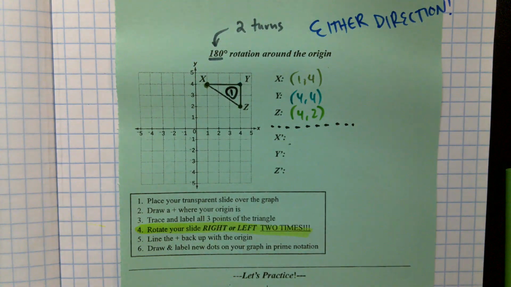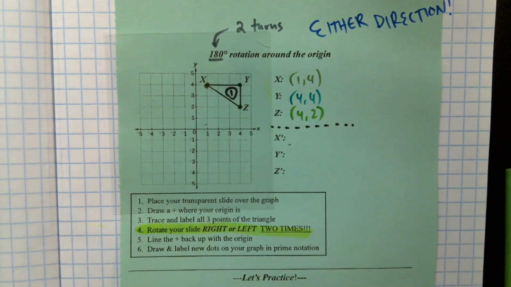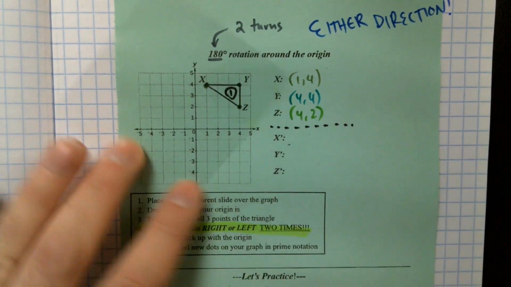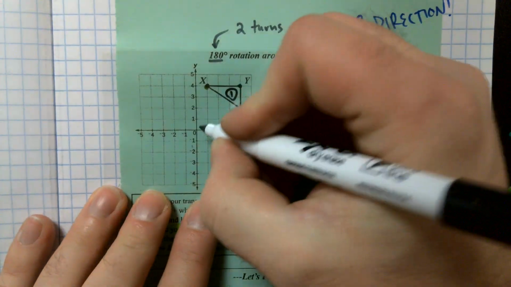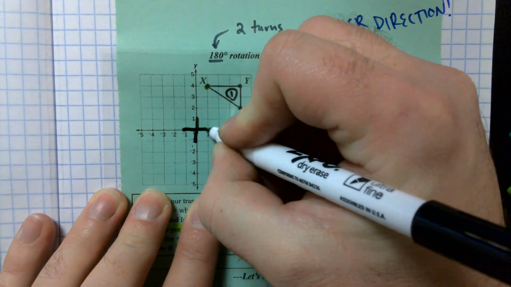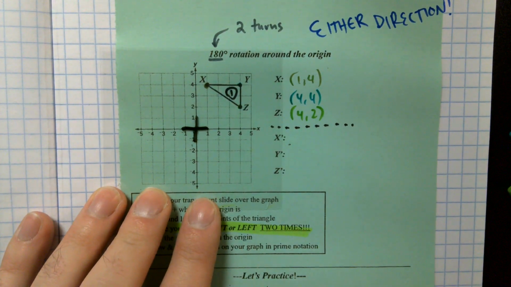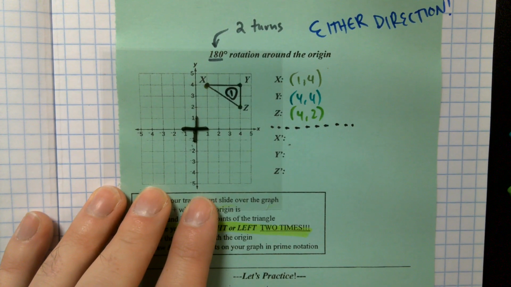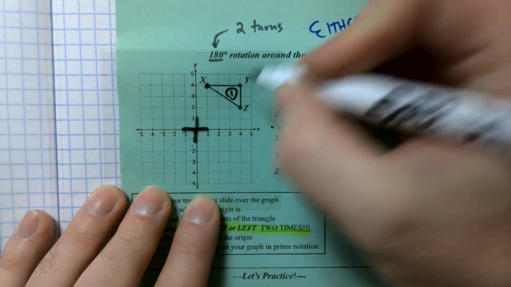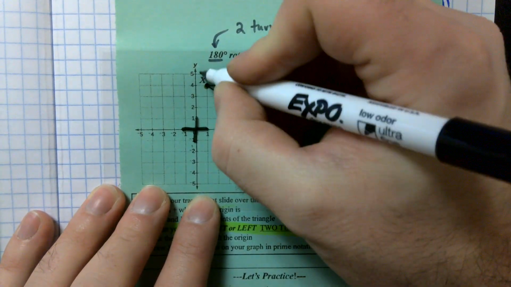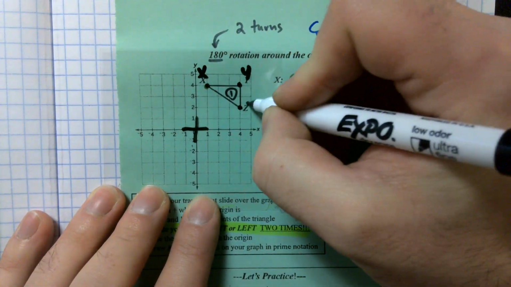Now let's do our rotation. I'm going to put my slide over my graph and then do what? Put a plus in the middle. Then what? I forgot what it's called. The X, Y. Yeah, I'm going to dot my points and label them X, Y, Z, X prime, Y prime, Z prime.